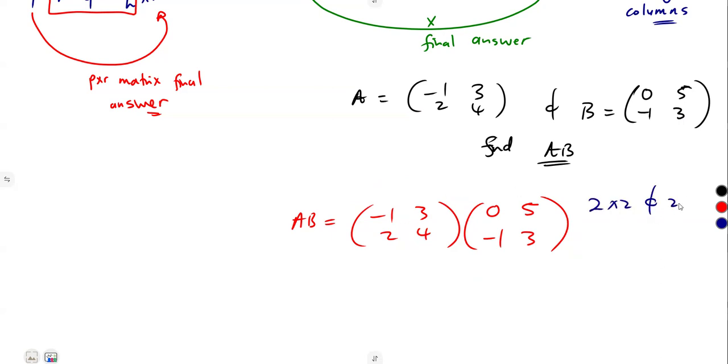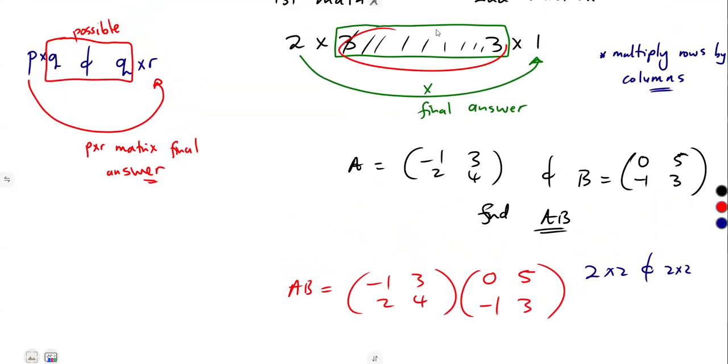A 2 by 2 and a 2 by 2. Is it possible for us to multiply? Are the last and the first of our orders the same? Yes, they are the same, 2 and 2. So multiplication is possible, and your answer is going to be a 2 by 2 matrix. That's our final answer.